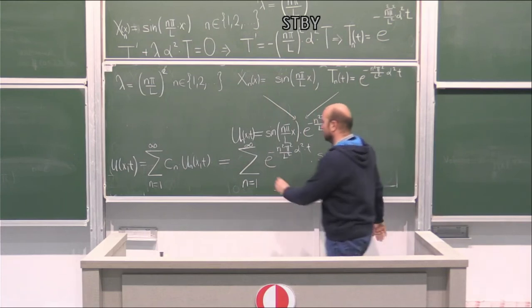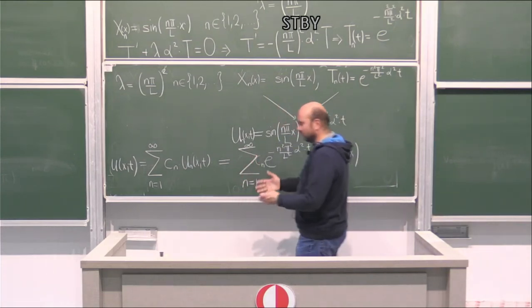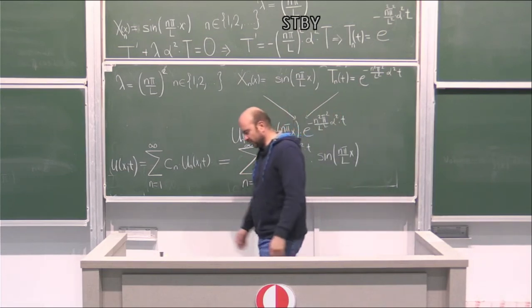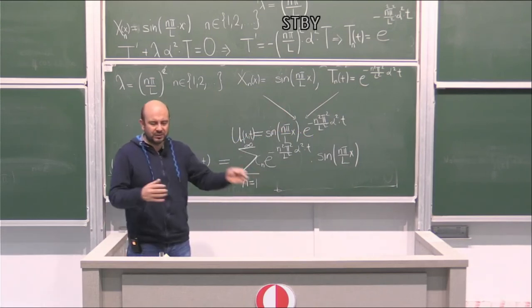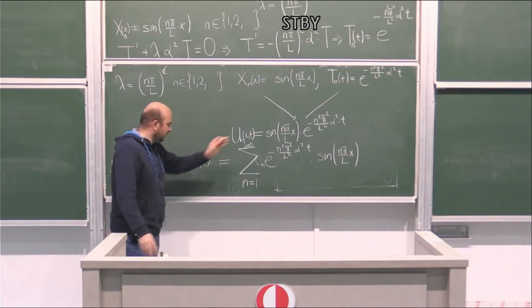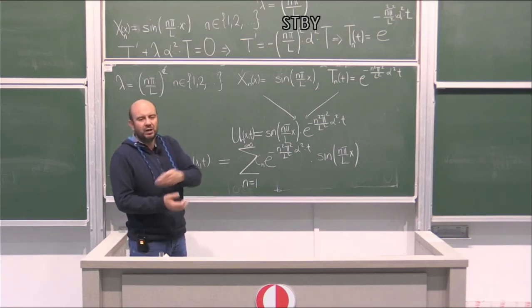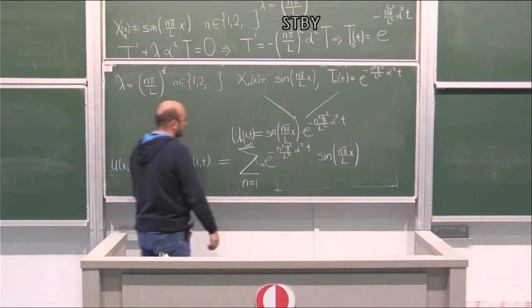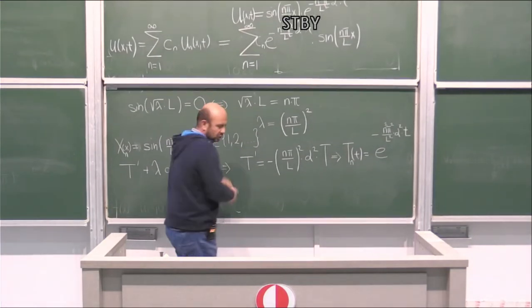Sorry, I forgot Cn here. We wrote the general solution, like the ones we did for ODEs, where we had some unknown coefficients, C1, C2, C3, whatever. Here we have infinitely many coefficients, and we want to determine them. How were we determining that? We were using the initial condition. So now I will use the initial condition to determine these Cn's. What does the initial condition say?